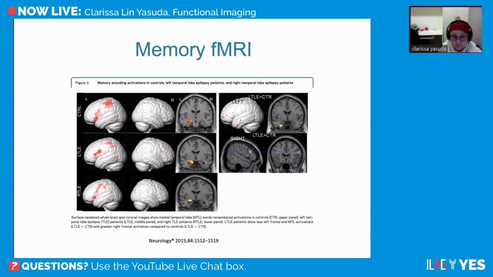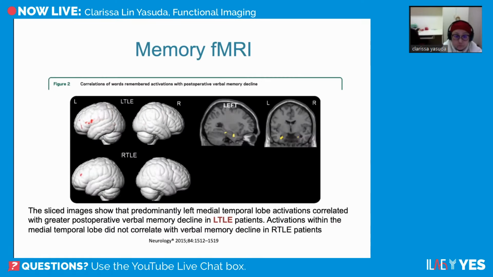So in that study, this is the memory encoding activations in controls, in the left TLE, and then the right TLE. So this is only the activation patterns. And what they realized is that the patients who had the predominant left medial temporal lobe activations here, and then had the surgery, they presented a greater postoperative verbal memory decline. But this happened in left TLE, while for the right TLE patients, they didn't observe the same correlation.